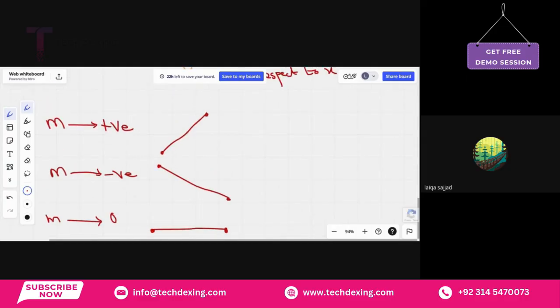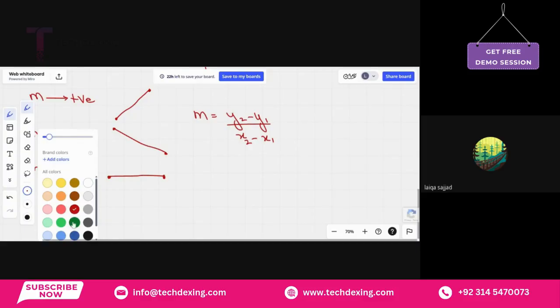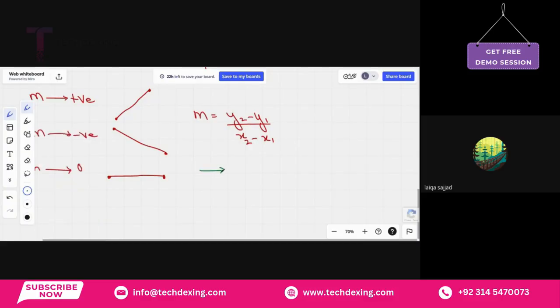So the formula that we use to find the slope or the gradient is simply m equals y2 minus y1 divided by x2 minus x1. And we know that x1 and y1 are the coordinates of the first point, and x2 and y2 are the coordinates of the second point. This is quite simple. Let's just go through it quickly and then we will move towards the exercise.